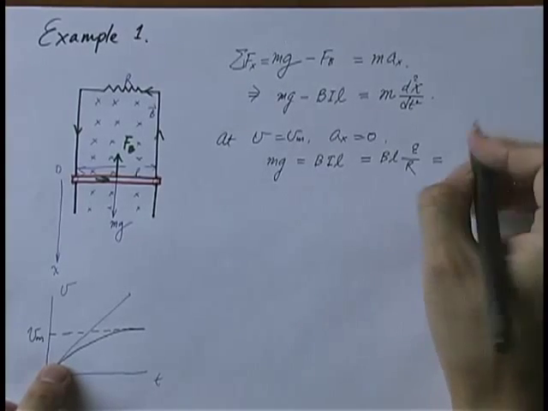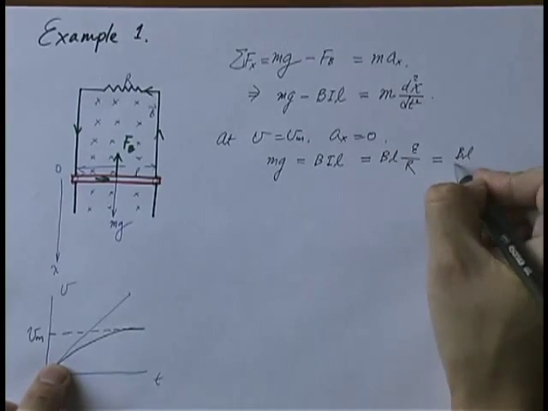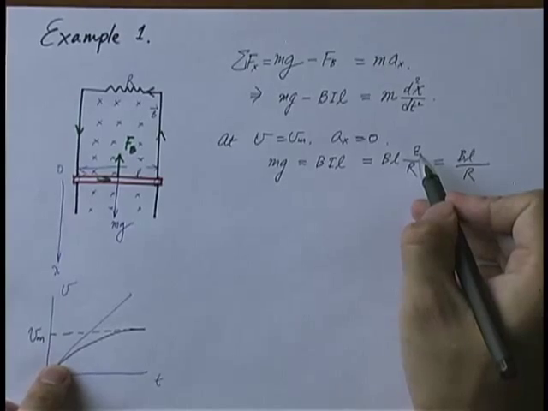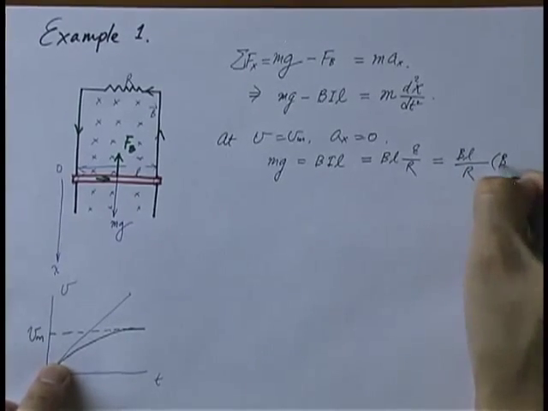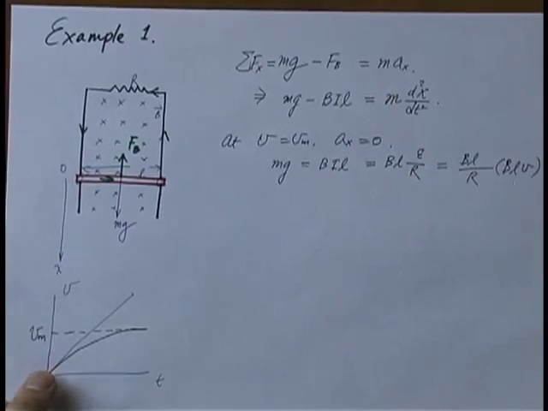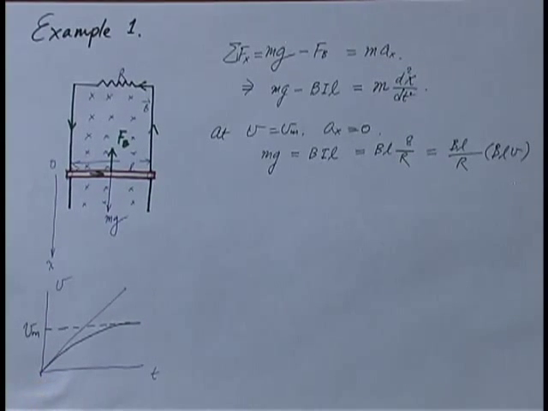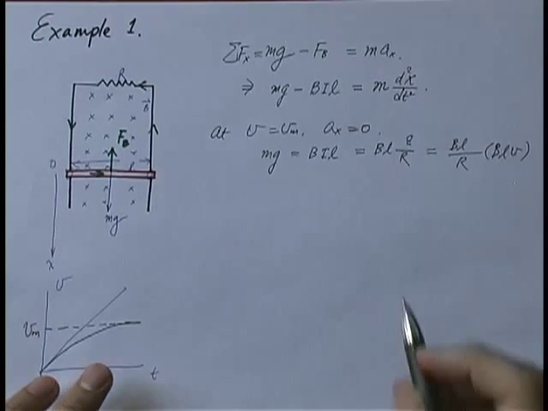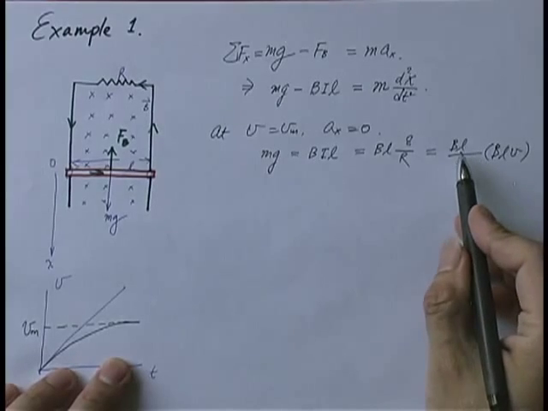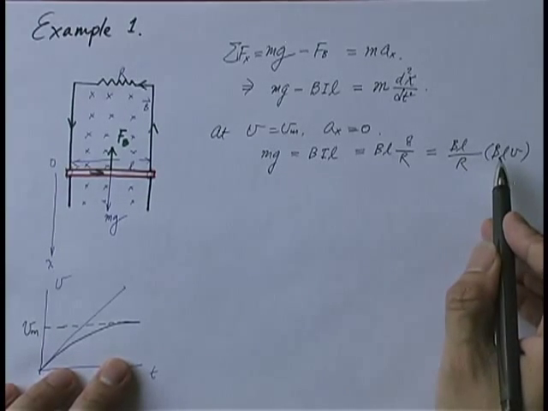And we know what exactly epsilon is. Epsilon is BLV. Please do not confuse BIL and BLV. BIL is the magnetic force on a current of length L, and BLV is the EMF generated as a metal bar of length L cuts through the magnetic field lines at speed V. It's a different deal. But anyhow, mg equals BL over R times BLV.